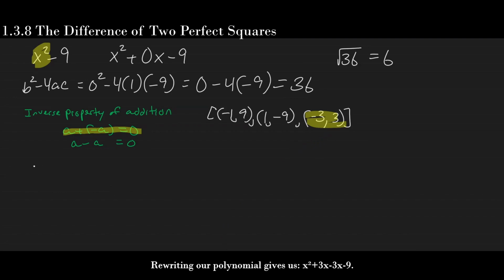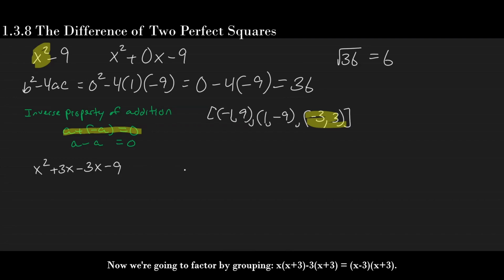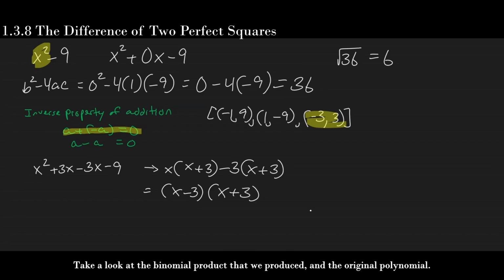Rewriting our polynomial gives us x² plus 3x minus 3x minus 9. We're now going to factor by grouping. x times x plus 3 minus 3 times x plus 3, which equals x minus 3 times x plus 3. Take a look at the binomial product that we produced and the original polynomial. Our polynomial had a second term that was a perfect square. The two constant terms are inverses of the factors of our perfect square.